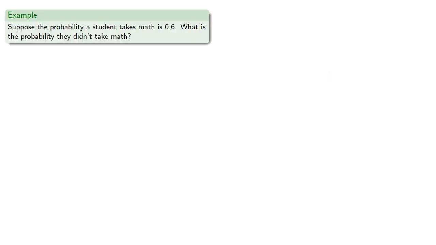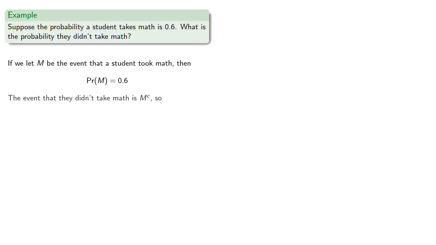So suppose the probability a student takes math is 0.6. What's the probability they didn't take math? So if we let M be the event that a student took math, then the probability of M is 0.6. The event that they didn't take math is the complement, and so we find the probability of the complement is 1 minus the probability of the event, 0.4.